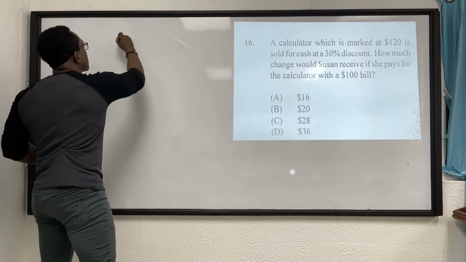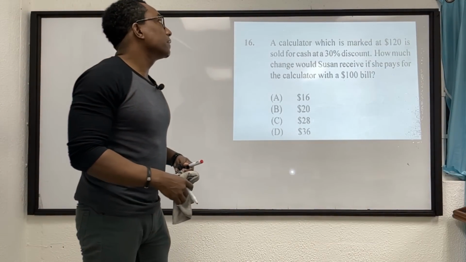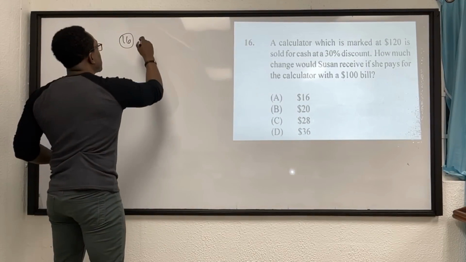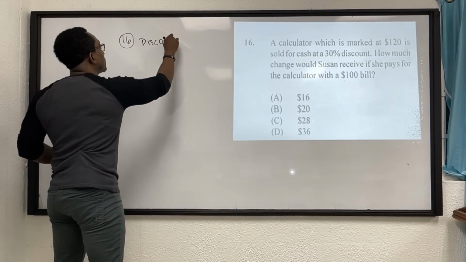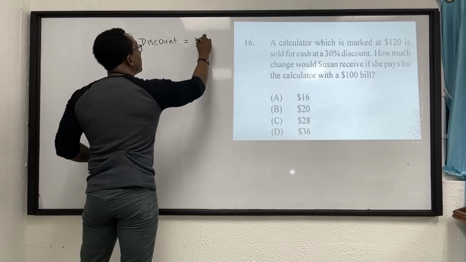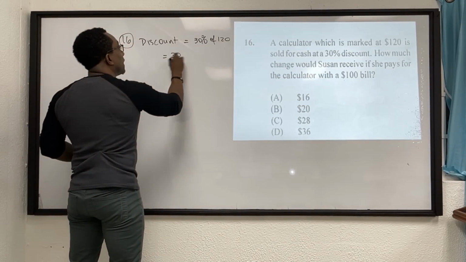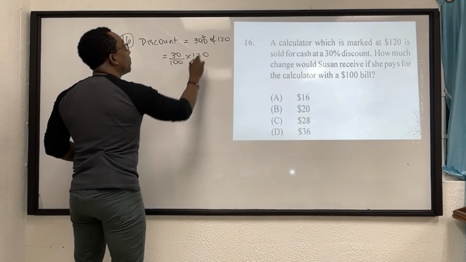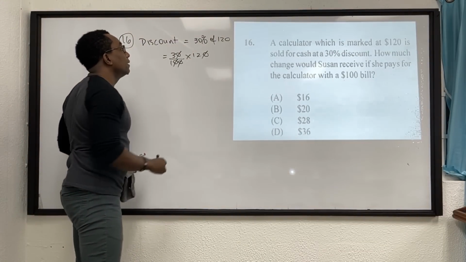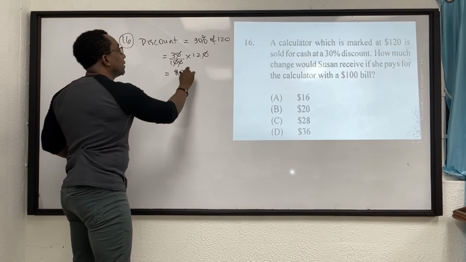So, for question 16, the marked price is $120. The discount is 30%. So let's determine what's the discount first. So the discount on the calculator will be to find 30% of $120. That's 30 over 100 times 120. And that will give us, cancel the zeros, 12 by 3 will be $36.